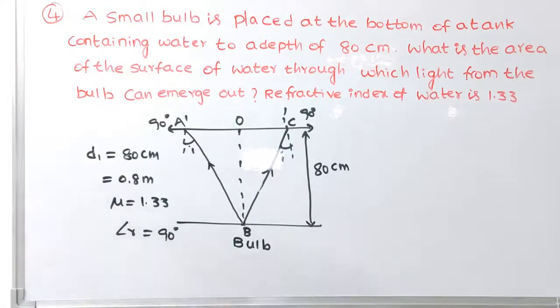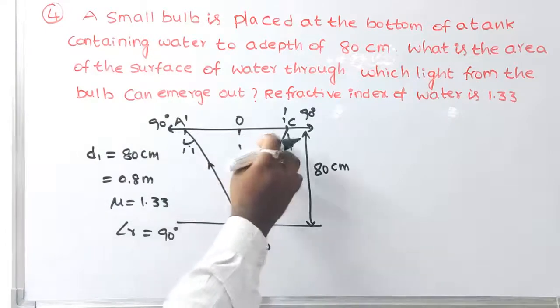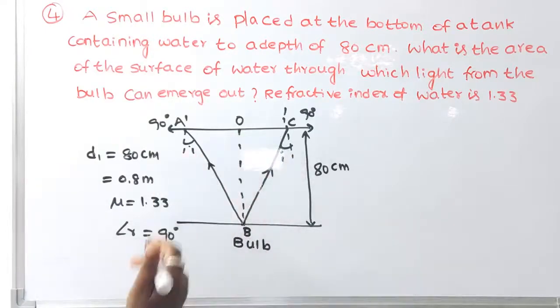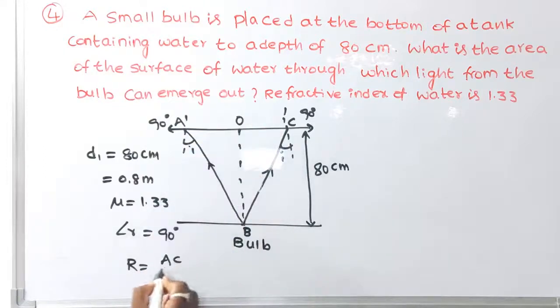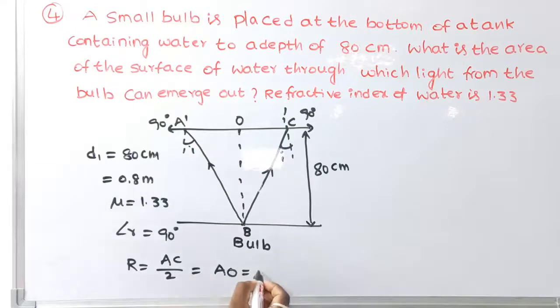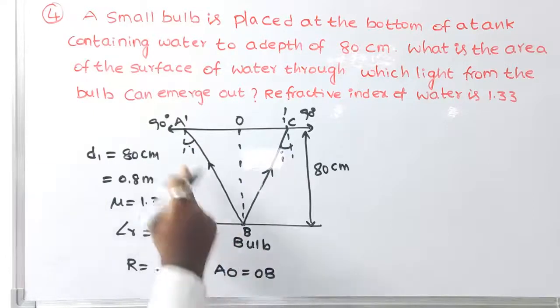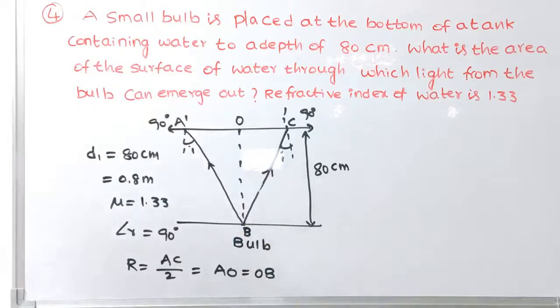The bulb is a point source. The emergent light ray can be considered as a circle of radius. Then R is equal to AC by 2, that is equal to AO is equal to OB.